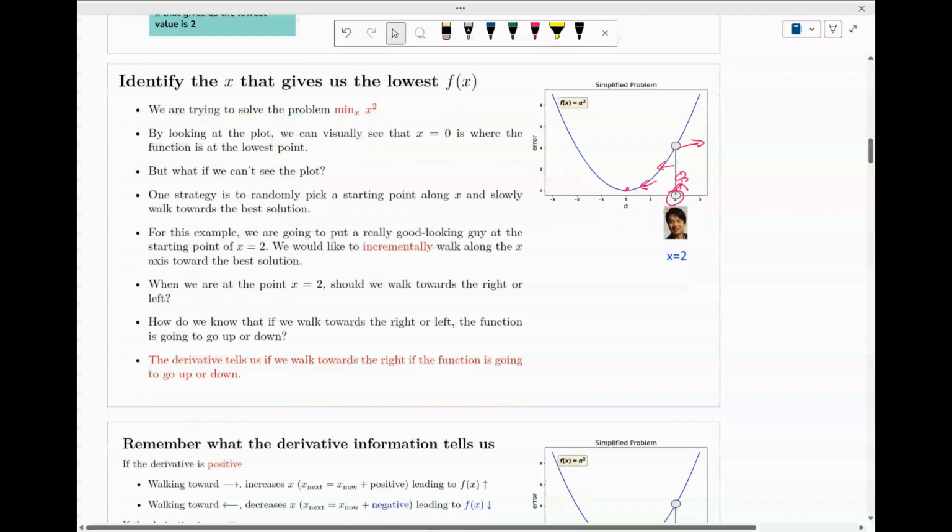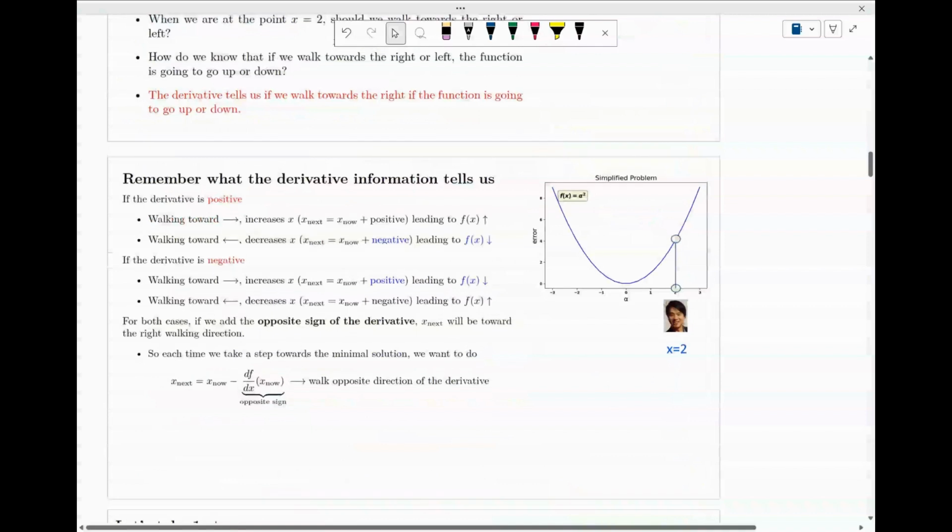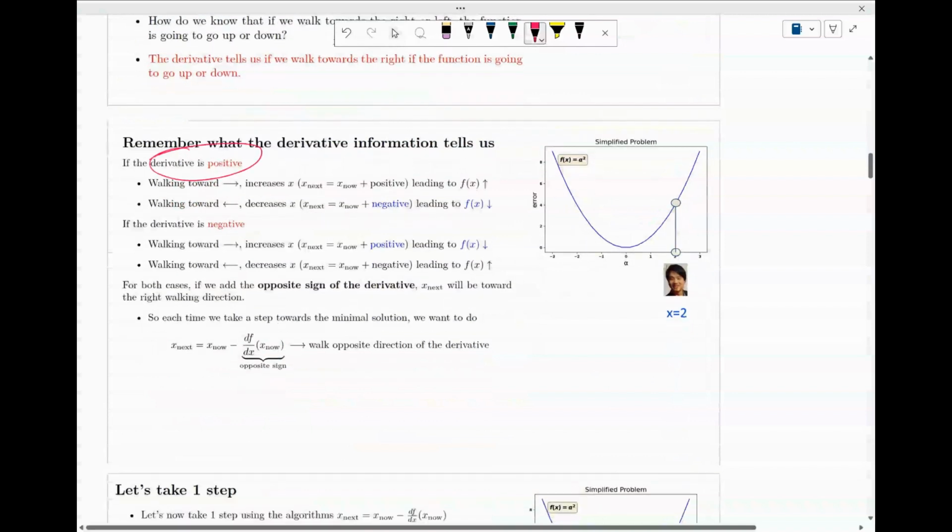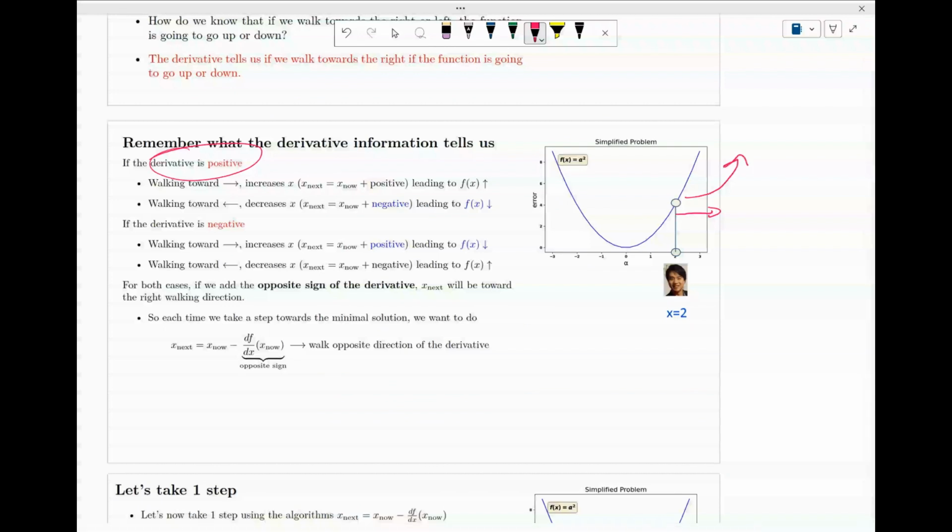The derivative at a given point essentially tells us whether the function is going to go up or the function is going to go down. If we go back to the derivative lecture, you'll remember that if the derivative is positive, that means as x increases, so as you walk that way, the function is going up, implying that the opposite direction is going to go down. So if the derivative is positive, it's telling you that you want to head towards the left.